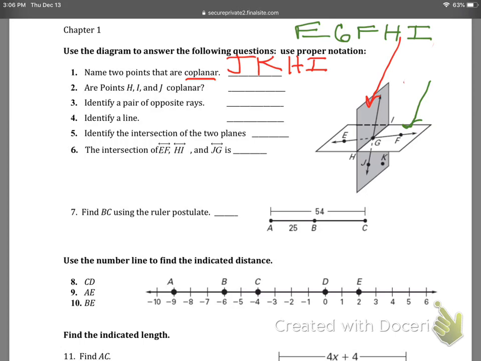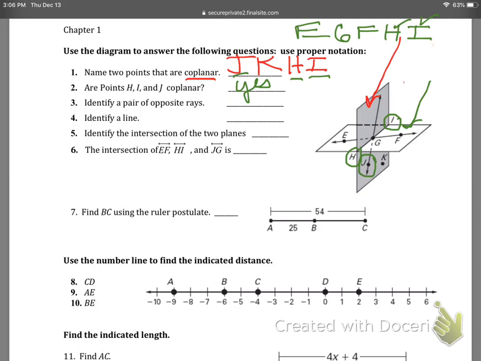Okay, next, the next question says, are points H, I, and J coplanar? So let's see where those points are. Here's H, here's I, and here's J. Are they coplanar? Well, didn't I just say that those 3 points, I, H, and J, are all on the shaded plane. So yes, you can say that those are indeed coplanar. So you would say yes.